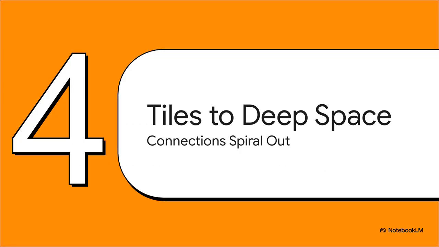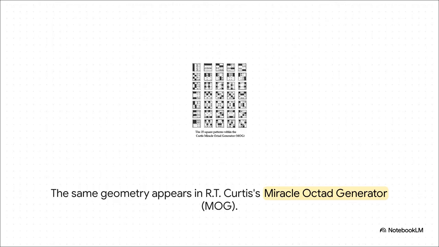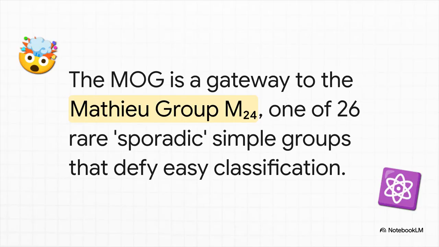So this discovery is already pretty wild, but the rabbit hole goes way deeper. This is where we go from simple tiles to deep space. It turns out this same underlying geometry, these 35 structures, also shows up in a tool called the Miracle Octad Generator, or MOG for short. It's a really powerful tool that mathematicians use to build and understand some of the weirdest, rarest structures that exist in mathematics. And the MOG is our gateway to understanding one of these super rare objects, the Mathieu group M24.